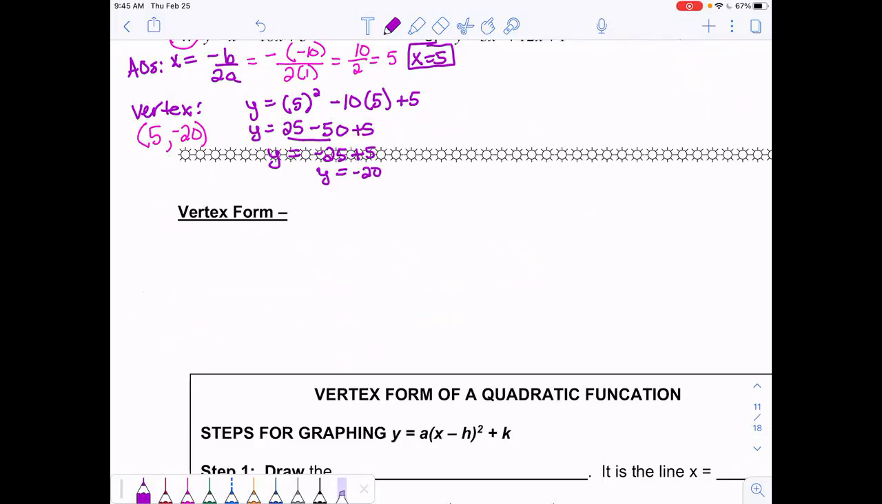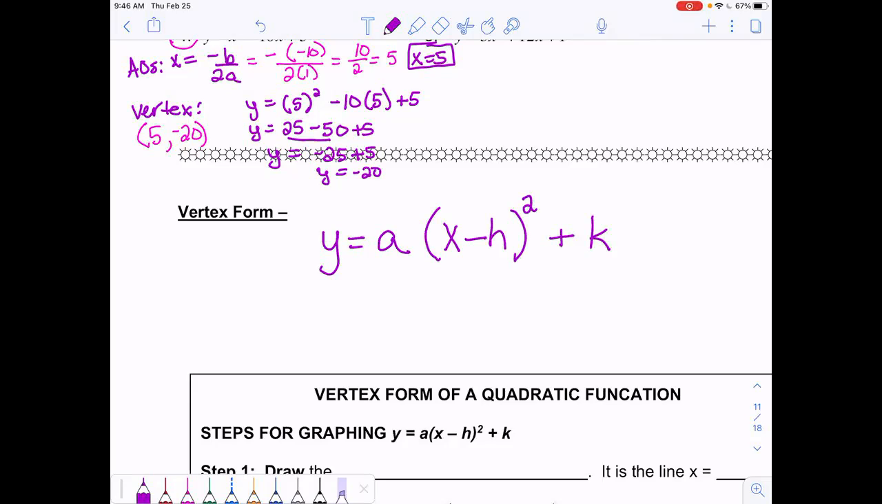So vertex form still says y equals. There is still an A in vertex form. But vertex form has parentheses that are squared. And inside the parentheses is x minus h. There are different letters in vertex form. So the A is the same, but there's not a B or a C. Outside is a K. So vertex form looks a little different.